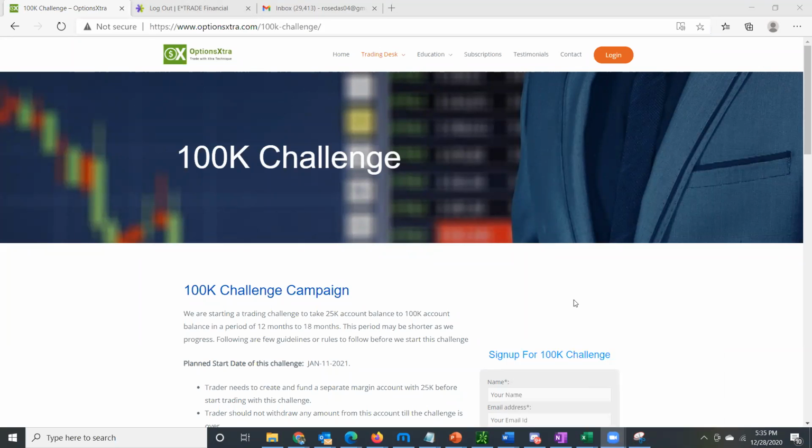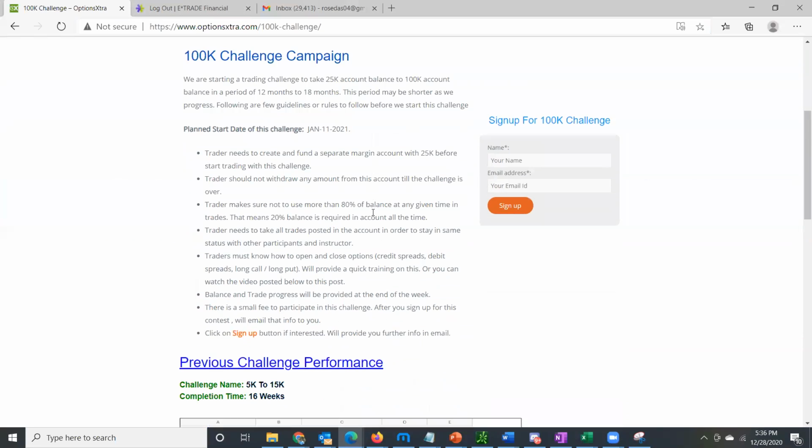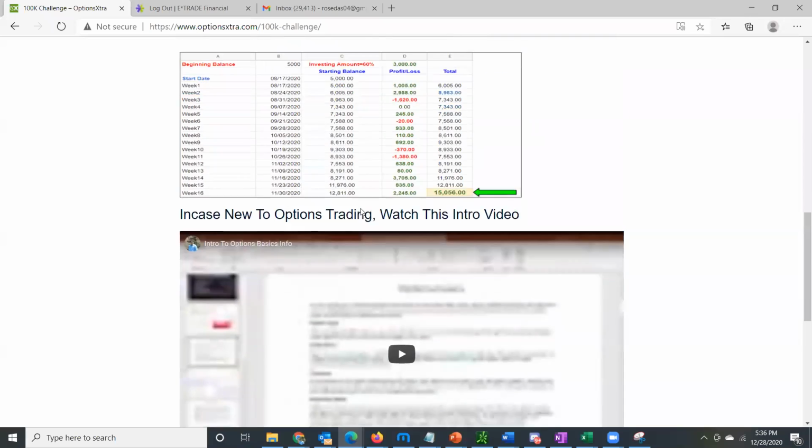The $100K challenge is basically taking 25K to 100K in 1 year or 18 months. What is the prerequisite? We need to have that E-Trade account, and all the balance information is written here. If you are interested, just put your name and email ID and sign up. You will get a welcome mail and stuff.